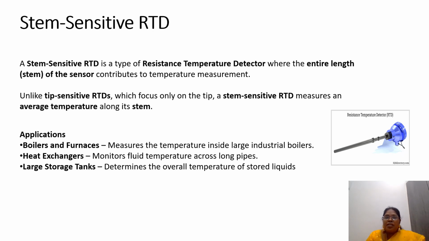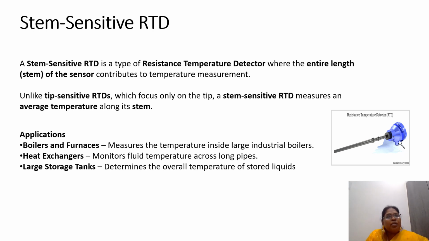And the next one is the stem sensitive RTD. This is mostly used in all the industries where we can find boilers and heat exchangers. And if you want to use it for large storage tanks, storage liquids, then we can go for this stem type of sensitive RTD. This entire length is the entire length of the sensor.